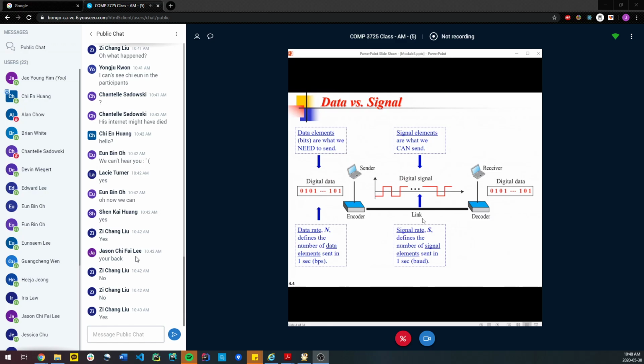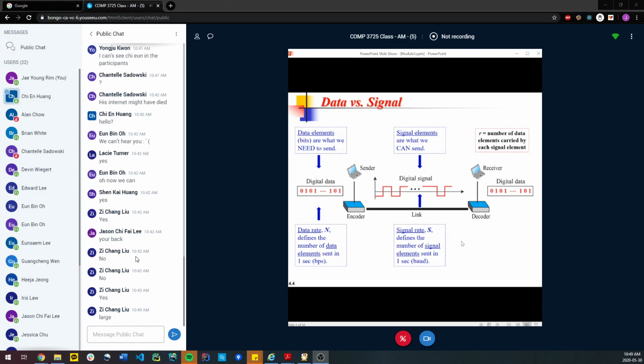Then we can define a new quantity called R, where R is the number of data elements carried by each signal element. Let's pause on that for a minute. What does that mean? How can you interpret R? First of all, directionally, do you want R to be a very large value, or a very small value? Large value. Exactly. Does everybody see that? If I define R to be n over s, in fact, I want R to be a very large value.